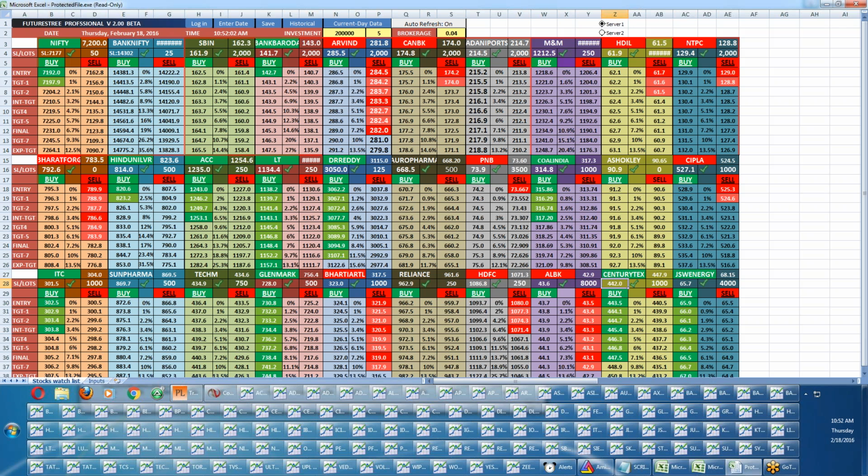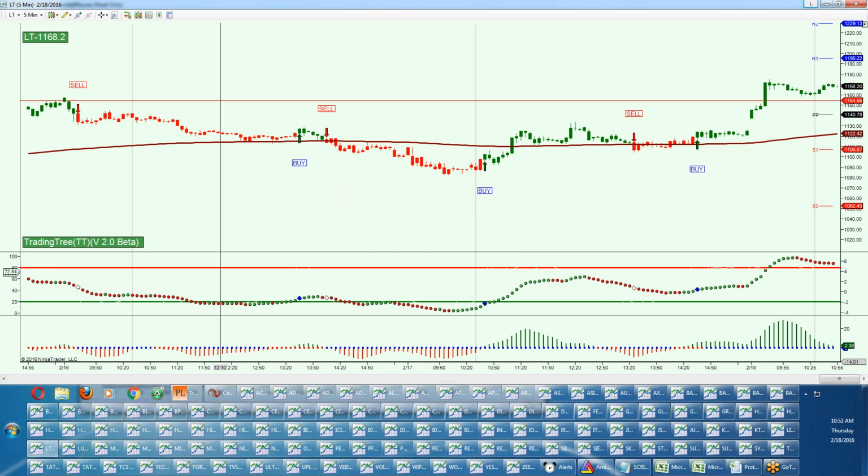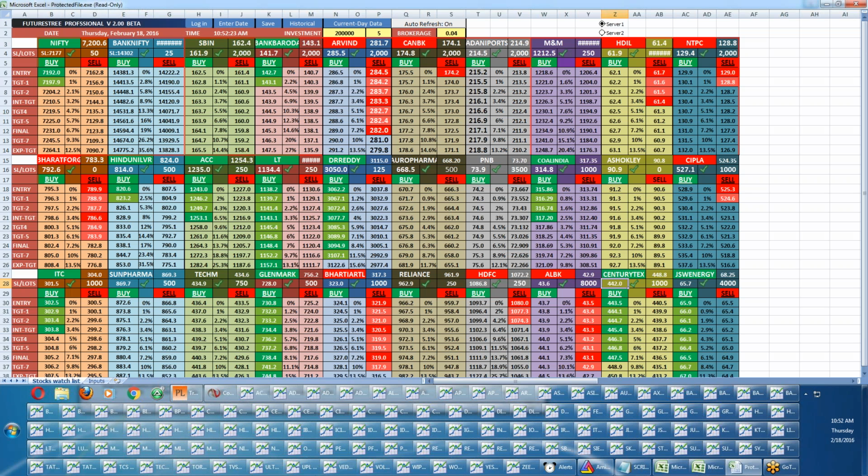We have L&T, 1138 is the entry, and the current price in L&T is 1158. That's around another 20 rupees on L&T. So another 6,000 rupees there.